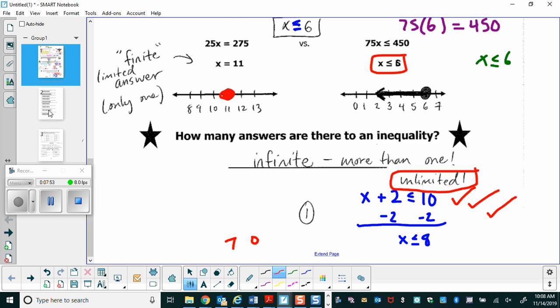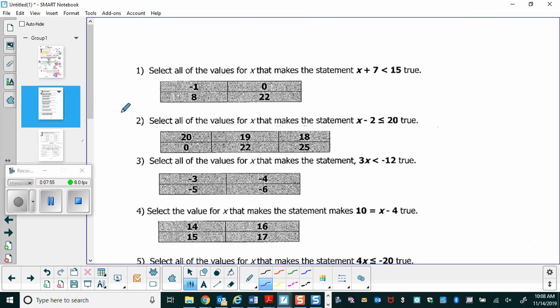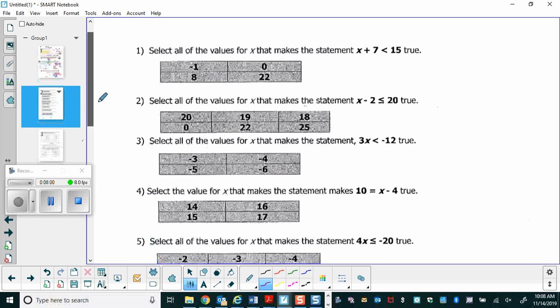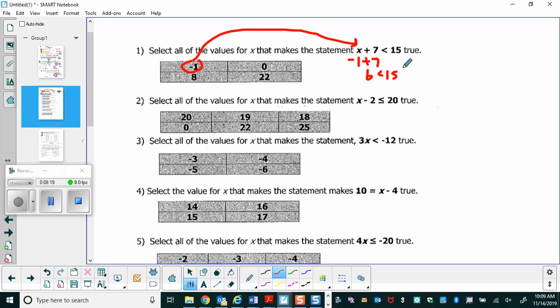Now, while we're on this video, I'm going to have you go ahead and flip over to page 2 and explain how page 2 is going to work. So in the boxes, we have a bunch of different potential numbers, and we want to see which ones are going to make these statements true. So for the first one, for example, if you plug in a -1 right here, just ask yourself, what's -1 plus 7? Okay, so this is 6. And now you want to ask yourself, is 6 less than 15? And since it is, we would select this one, okay?